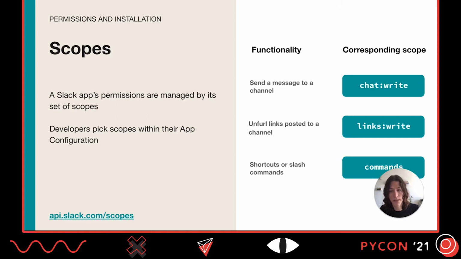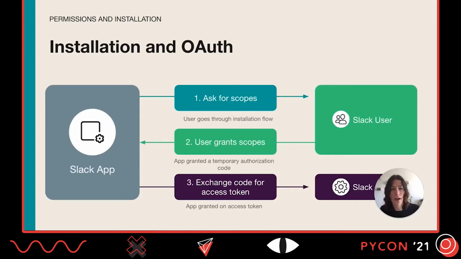After you add scopes and your app is ready to be installed, your app will have to go through this OAuth flow. And there's a lot of information about this on the API site, so I'm not going to go too deep into it. But the important part here is after they go through that flow, you're going to get an access token that you use to call different APIs. And that access token carries all of the permissions of your app.